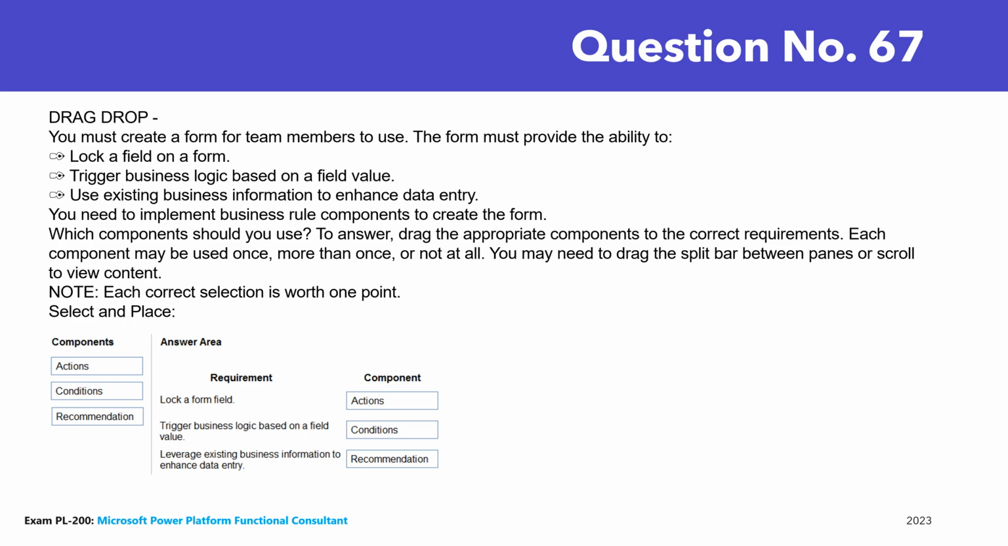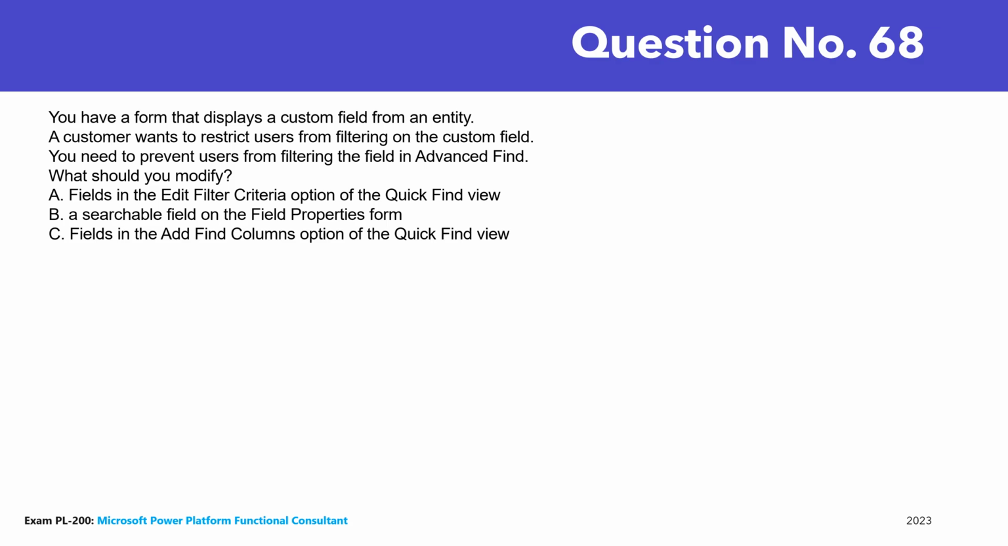Component: recommendation. You have a form that displays a custom field from an entity. A customer wants to restrict users from filtering on the custom field. You need to prevent users from filtering the field in advanced find.